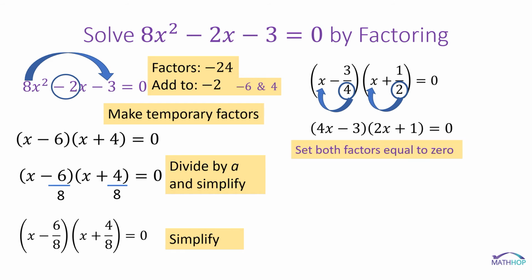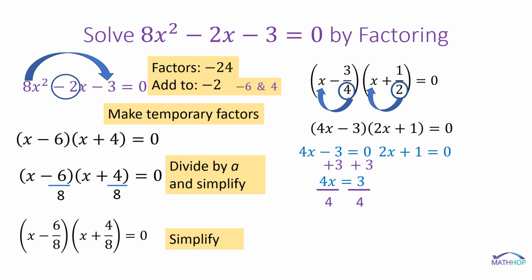Now we can set both factors equal to 0. So 4x minus 3 equals 0 and 2x plus 1 equals 0. Let's solve 4x minus 3 equals 0 first. We are going to add 3 to both sides. We'll get 4x equals 3. Divide by 4, x equals 3/4. Solving the next one, subtract 1 from both sides. 2x equals negative 1. Divide by 2, x equals negative 1/2. Our solutions are 3/4 and negative 1/2.